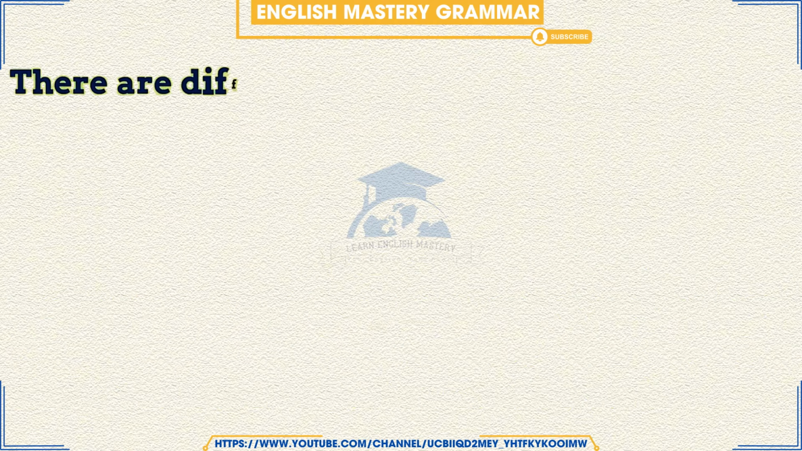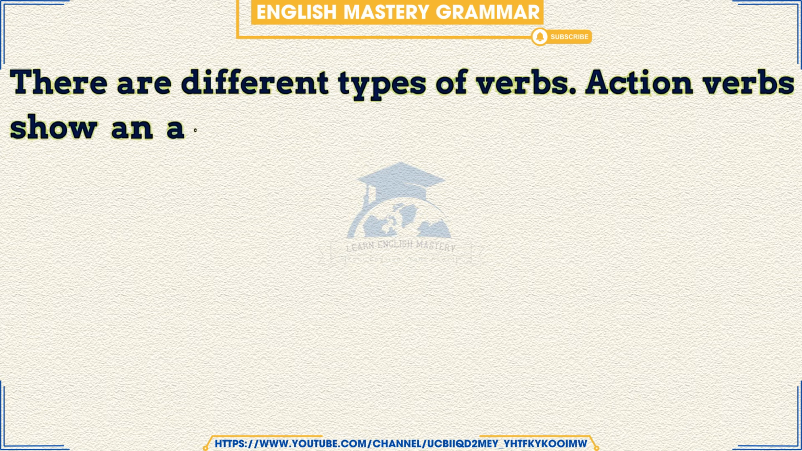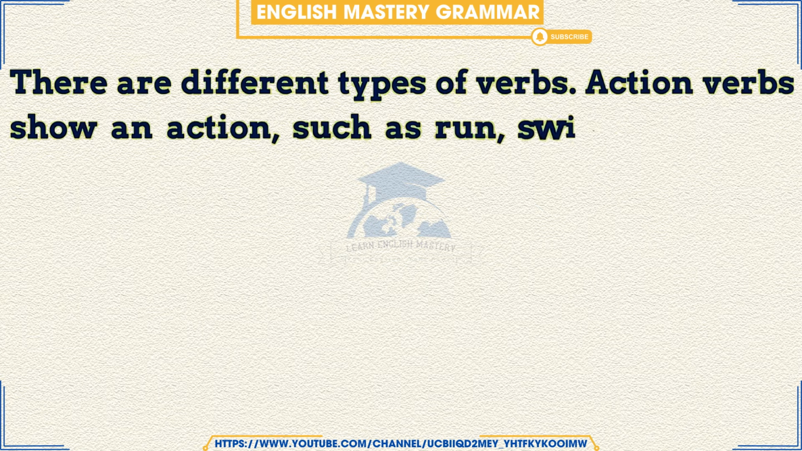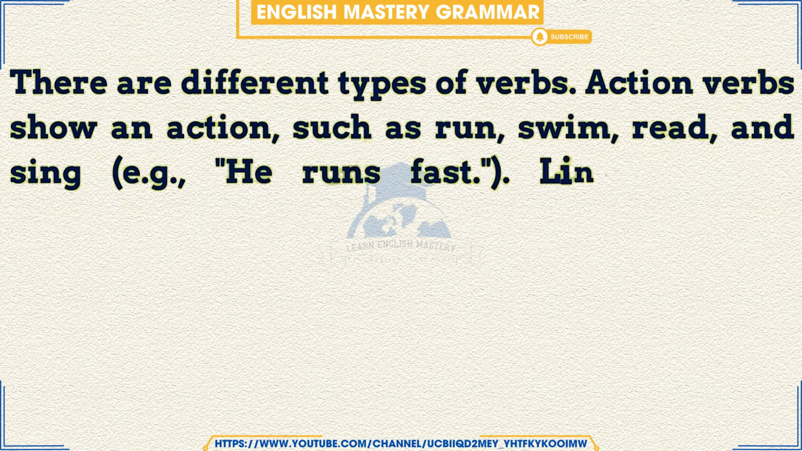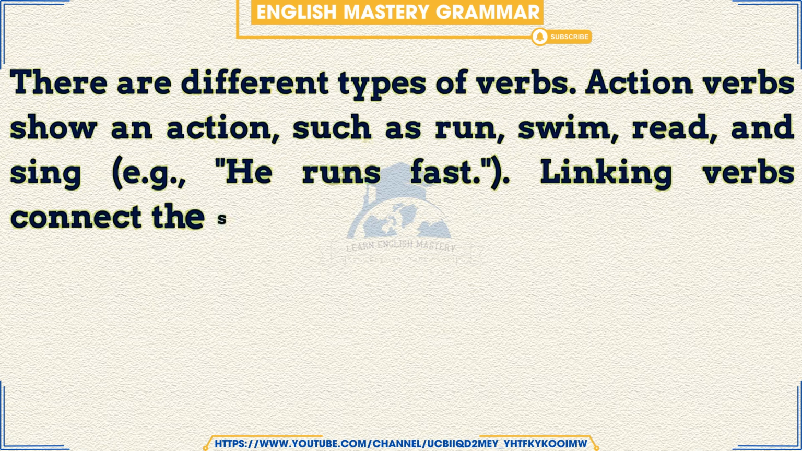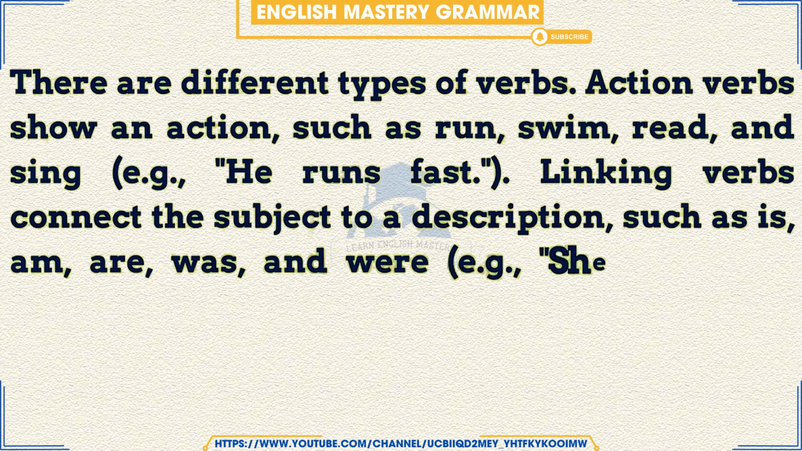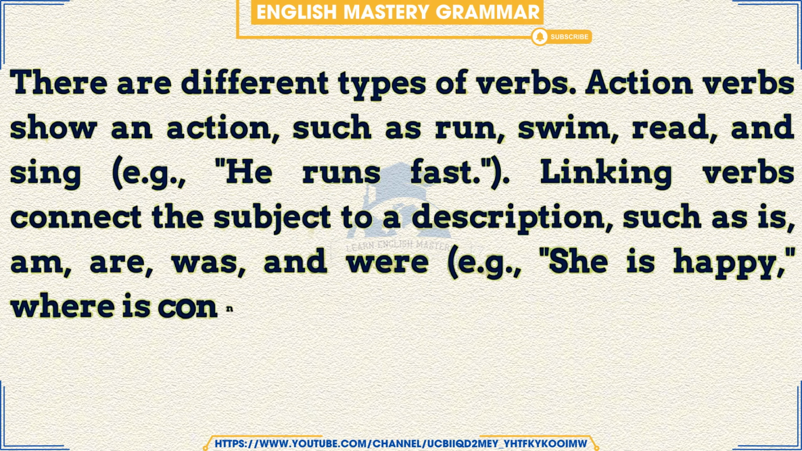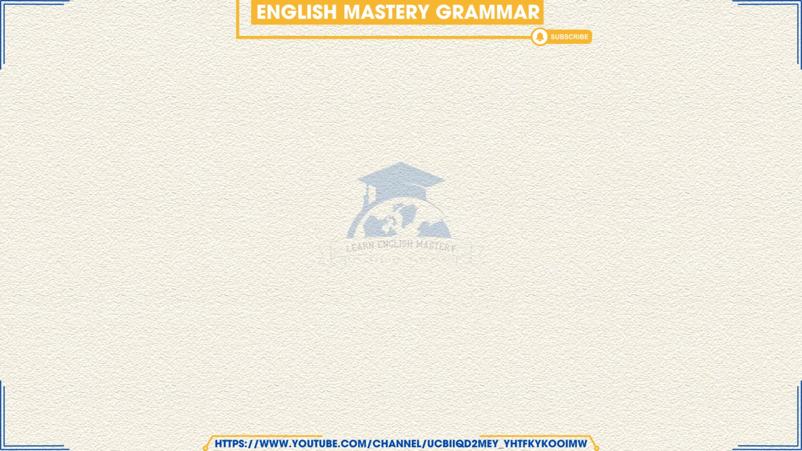There are different types of verbs. Action verbs show an action such as run, swim, read, and sing, e.g., he runs fast. Linking verbs connect the subject to a description such as is, am, are, was, and were, e.g., she is happy. Here is connects she and happy.